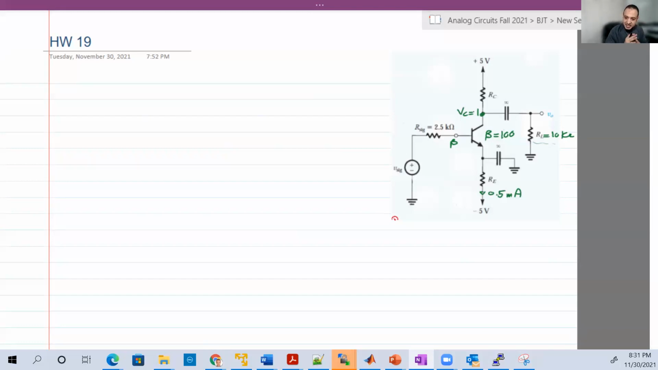Why is the analysis here reversed? Because we are given the current, like IE, for example, and the voltage VC, and the resistors RC and RE are now required. So we're going to find those, then we go back to the AC analysis afterwards. So let's start with the DC analysis.